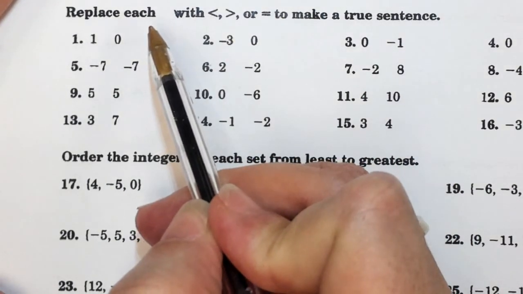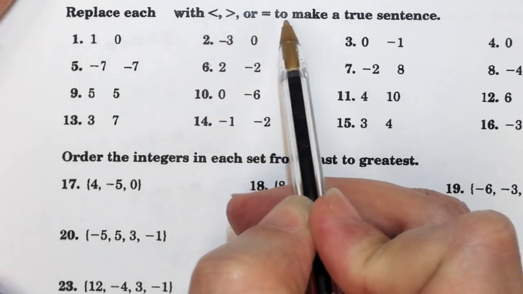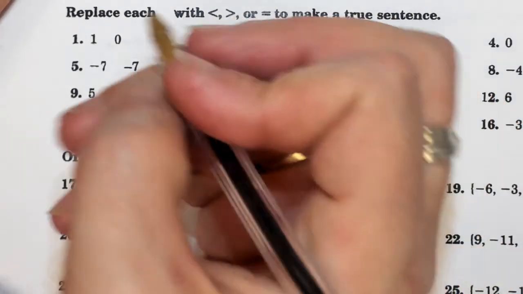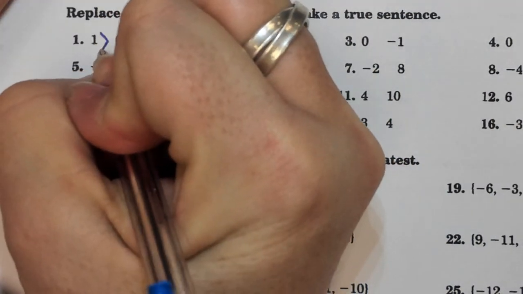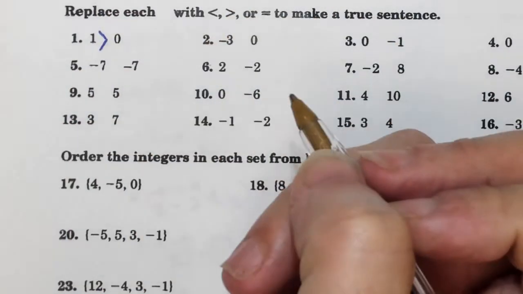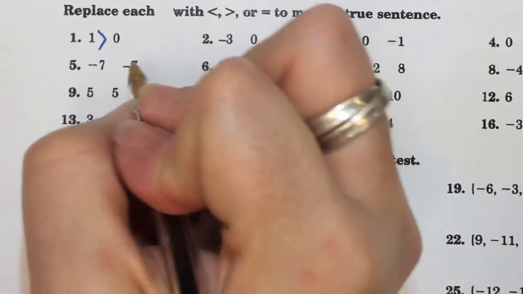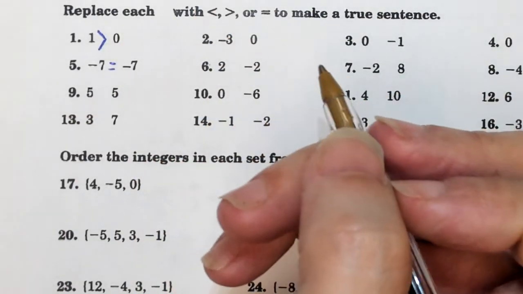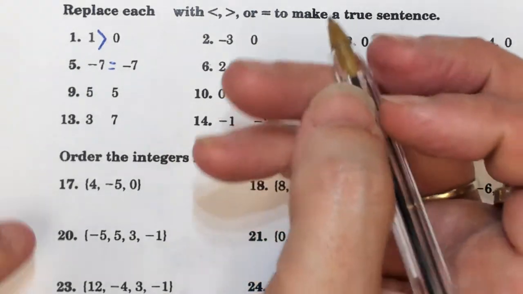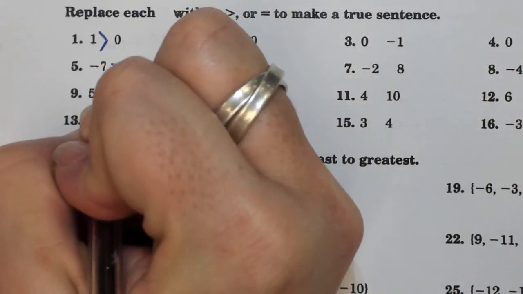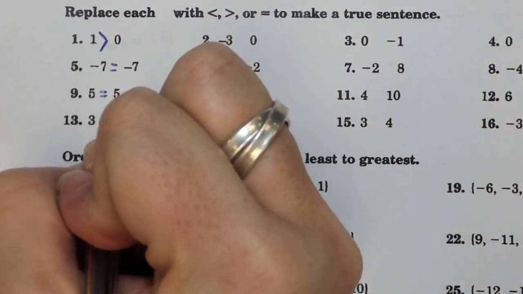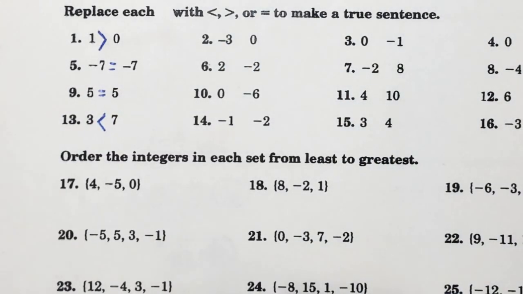This first section says, write greater than, less than, or equal to make these true. So, like 1 and 0. Which one's bigger? 1. So I'm going to put the symbol. I'm just going to go straight down this left side. -7 and -7, equals. 5 and 5. Yeah, sorry, kind of threw me off. And 3 and 7? 7. Okay, so you know how to do that section.